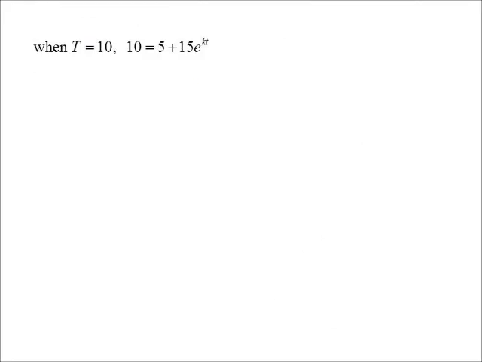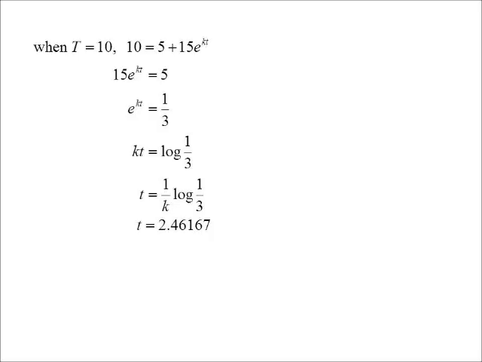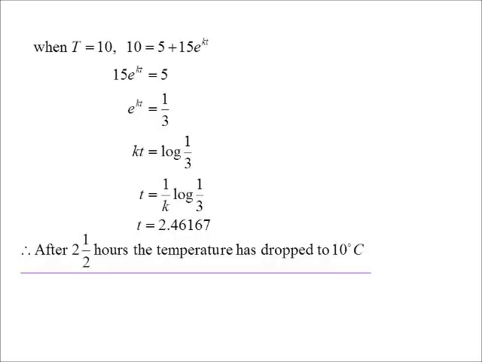So now, when T equals 10, you can see it's yet again more just substitution. Playing around with it, again, we get 1 on K, log of a third. K is the one we just worked out. It works out to be around 2.46167. So 2.5 hours, I said on that one.